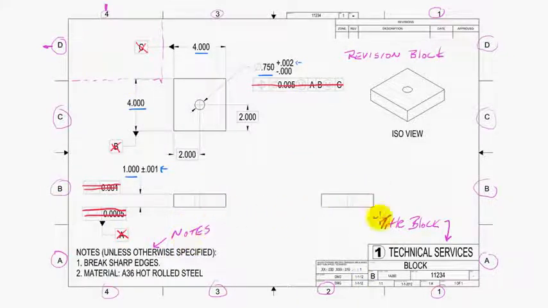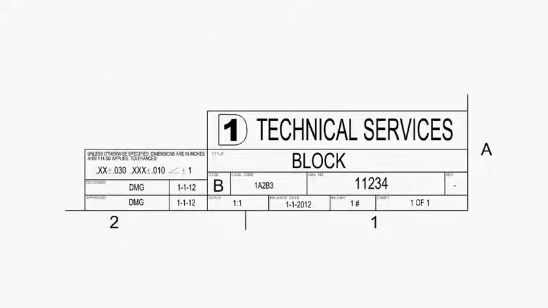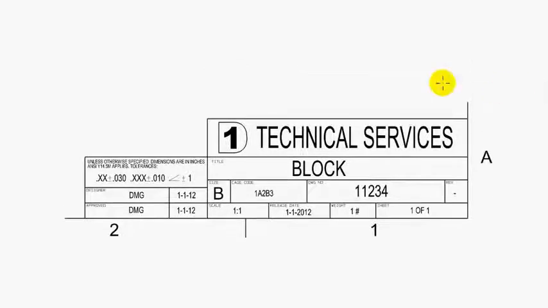So we've got a notes section, we've got a title block, we've got a revision block, and we have a border that may have grid indicators on it so that we can easily communicate locations of the drawing. Now we're going to first look at the title block, and see what's going on in the title block.